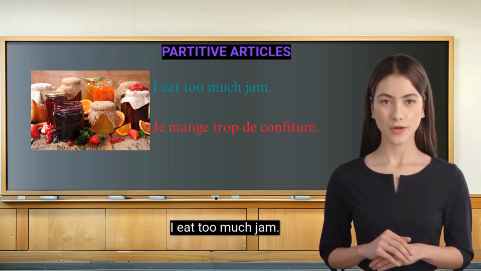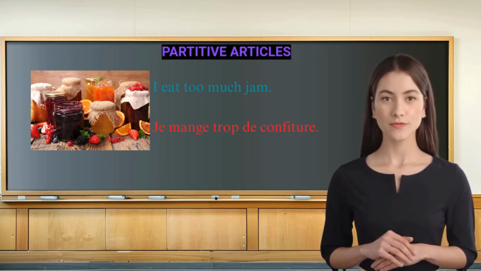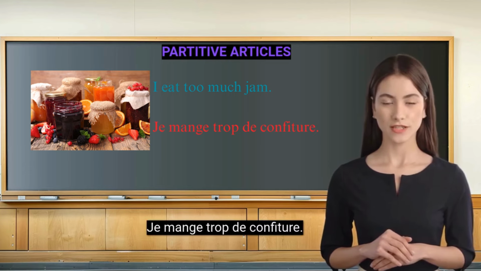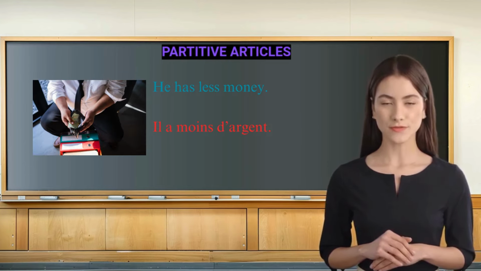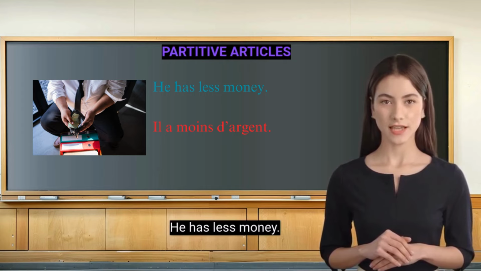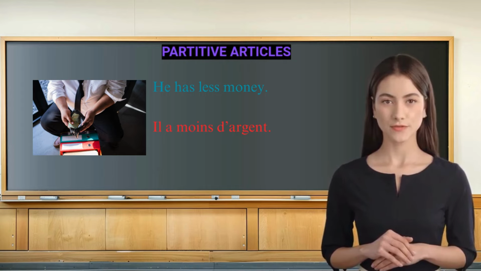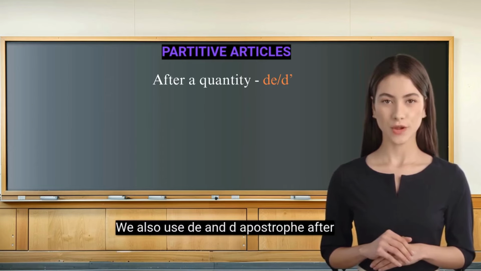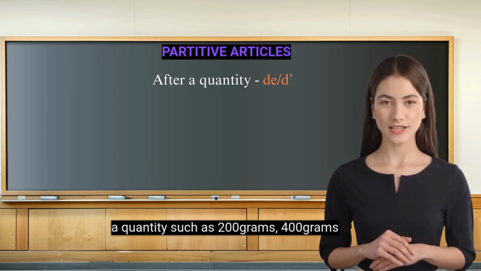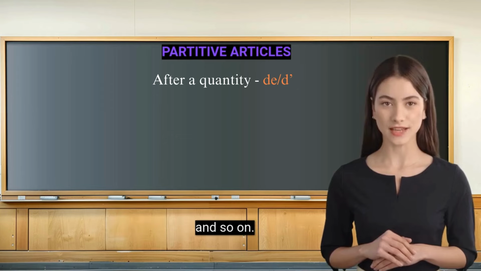I eat too much jam. I would say, je mange trop de confiture. He has less money. Il a moins d'argent. We also use de and d' after a quantity such as 200 grams, 400 grams, and so on.